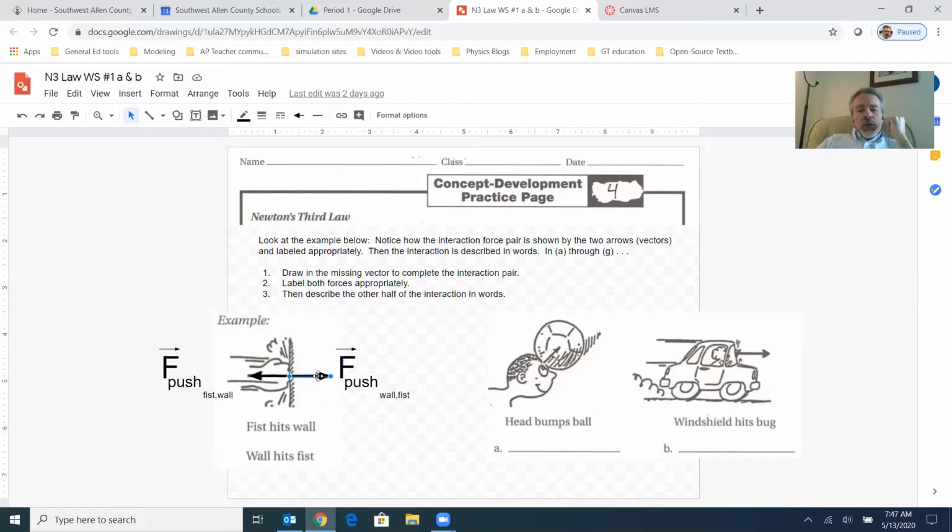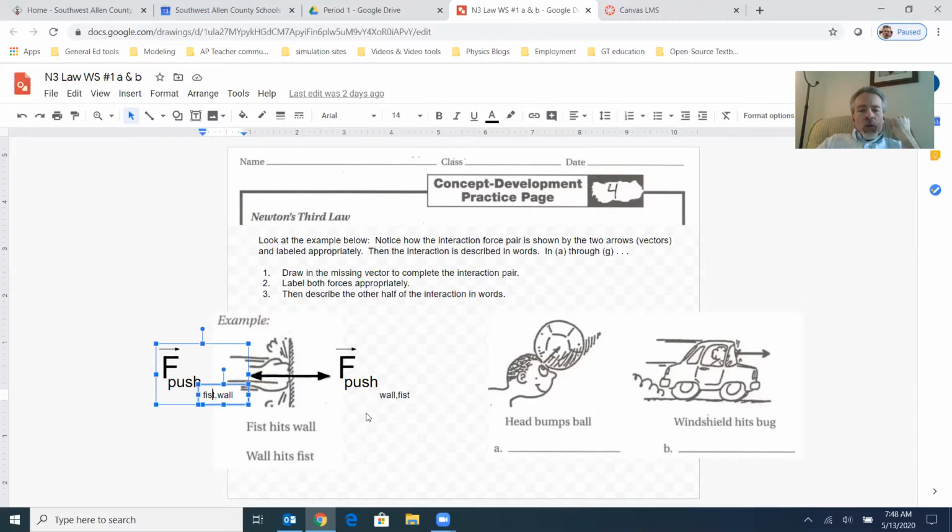There's a force on the wall, kind of like a push force on the wall from the fist, but there's also an equal and opposite force on the fist. It's a push on the fist from the wall. Look at the labels down here: fist-wall, and then over here is wall-fist. That tells you it's in opposite directions, but it's the same size because it's the same type of force. It's a push.